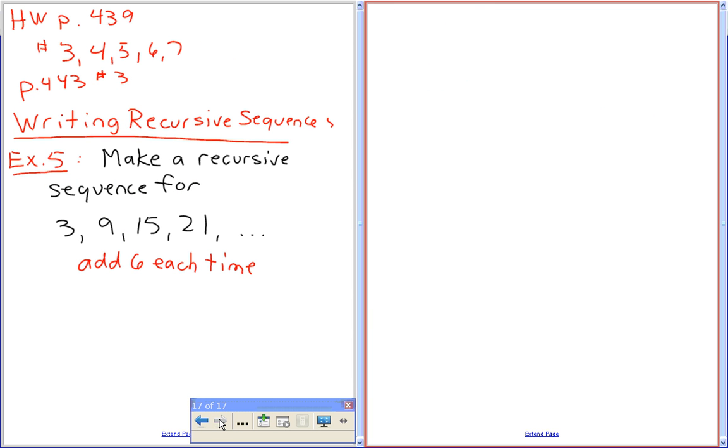But what I'm going to write is T1 is equal to 3, because that's your beginning. T2 is equal to 9, and T3 is equal to 15. Okay, so how did I get 9? Where did 9 come from? 9 came from the second term. Good, yes. But how does 9 relate to 3 at all?